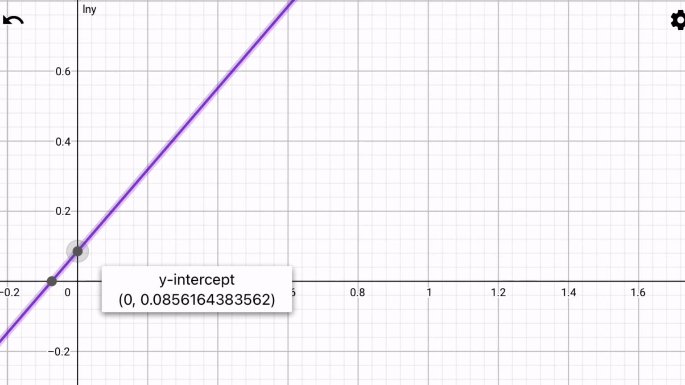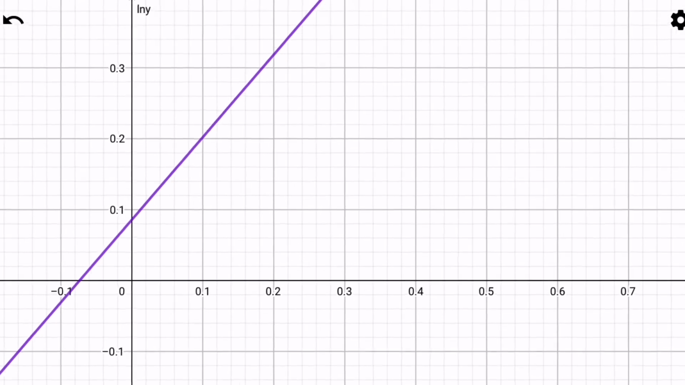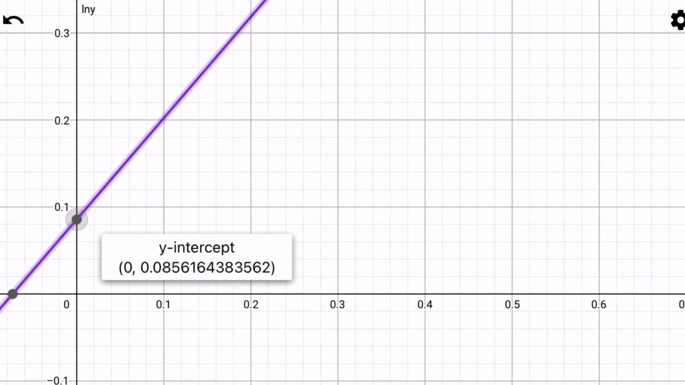Y-intercept is at 0 point. This is the y-intercept. Let me enlarge it. Okay, y-intercept is at 0.0856. Now for the graph that you drew, you cannot read until 0.08 something, right? You can only read as 0.1. That is the best y-intercept that you can read. So please use 0.1 as the y-intercept.